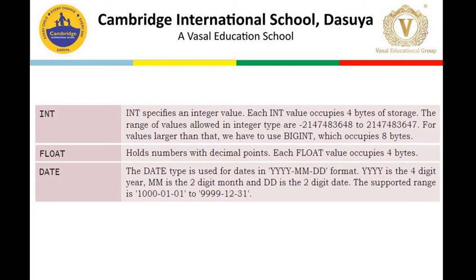Then we have float that basically stores real numbers. It holds numbers with fractional values. Each float value occupies 4 bytes. And students, finally the third one here is date. Date is another important data type. Date type is used for storing dates. This is the format: Y stands for year, 4 digits, then month, 2 digits, then day, 2 digits. You can see here the supported range for years. So these are the basic data types that we will use. There are many other data types that we will study as and when required.